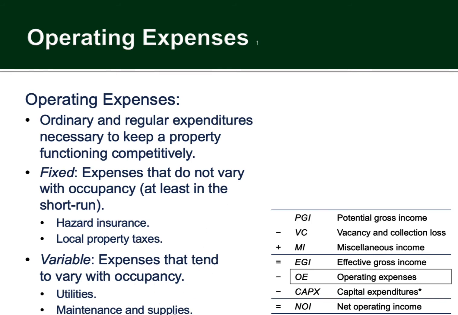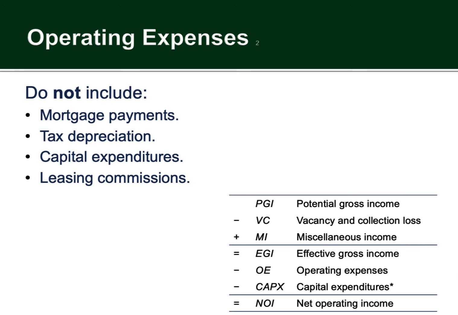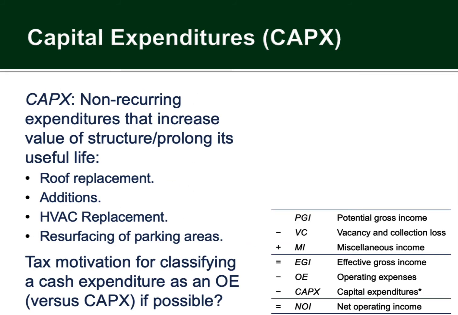But you also have variable expenses, which do vary with occupancy. And this includes things like utilities, water, sewage, garbage, and so forth, as well as maintenance and supplies. But when we say maintenance here, we tend to mean smaller things like changing door locks or fixing a sprinkler. Bigger jobs should be considered as capital expenditure. And we also don't include in operating expenses things like mortgage payments, tax depreciation, leasing commissions, all that. For these big jobs, that gets subtracted as CapEx.